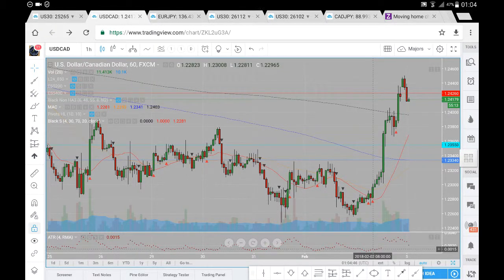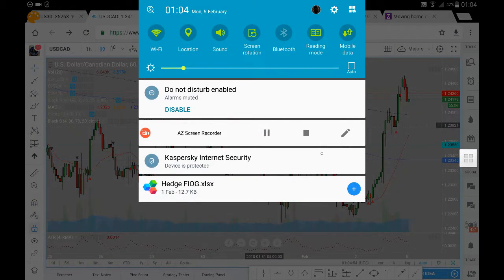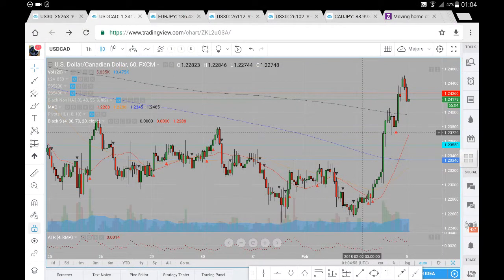So this is the USDCAD analysis for Monday the 5th of February. Now let's have a look at what happened in pricing and where pricing may likely go.